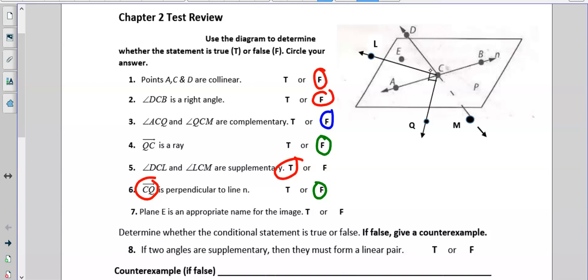Plane E is an appropriate name for this image. Well, here's E right here. E has a dot next to it, so that is false. Plane P would be an appropriate name for this image. Okay, along with plane EAC, ABE, ACE, and so forth. Let's move on.